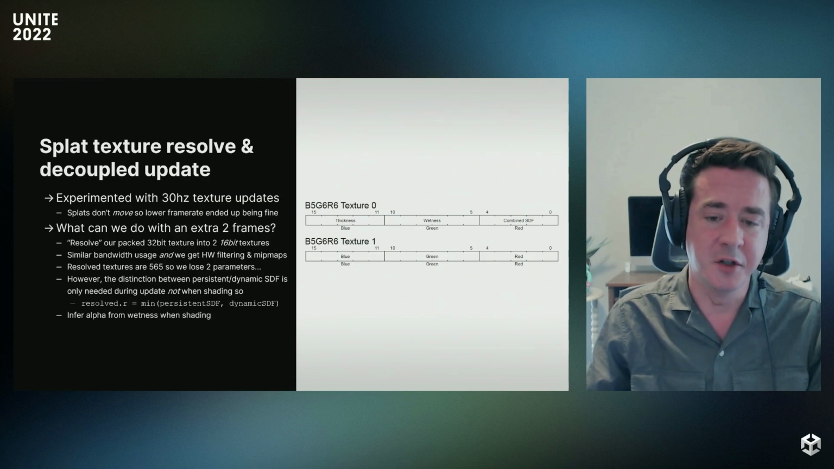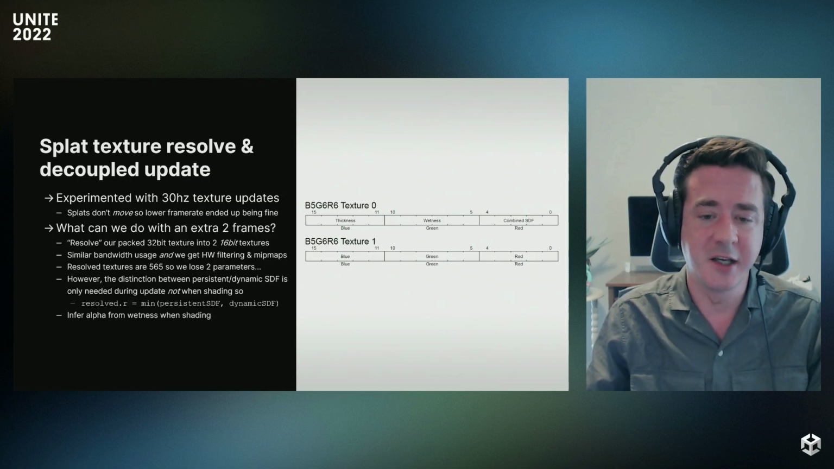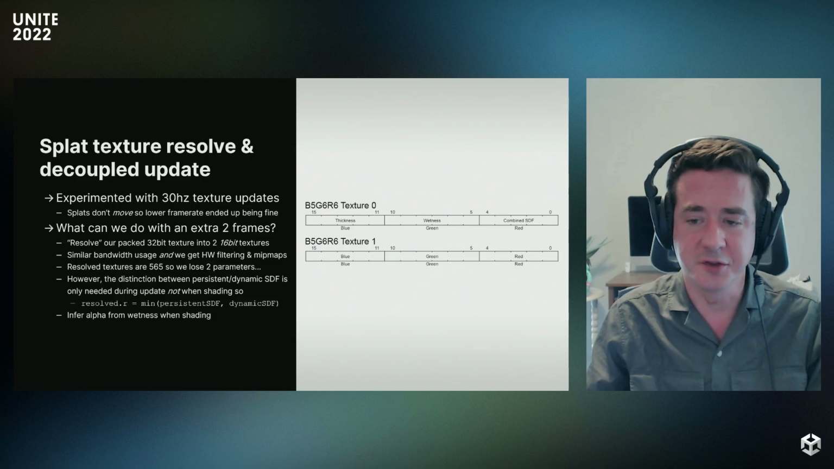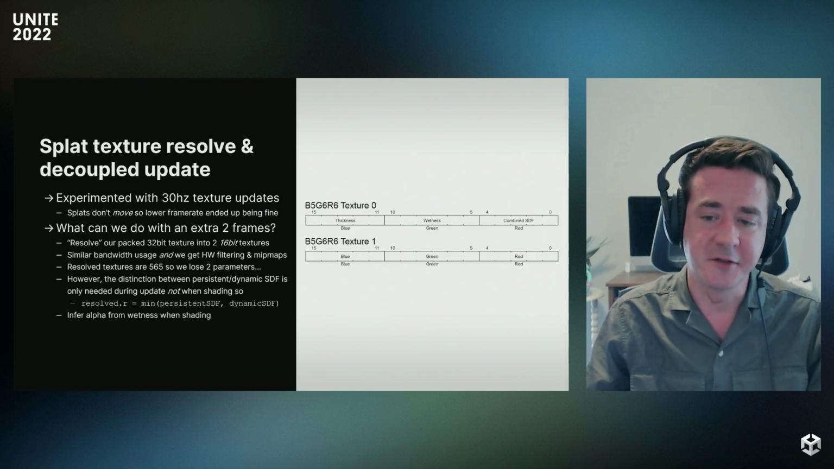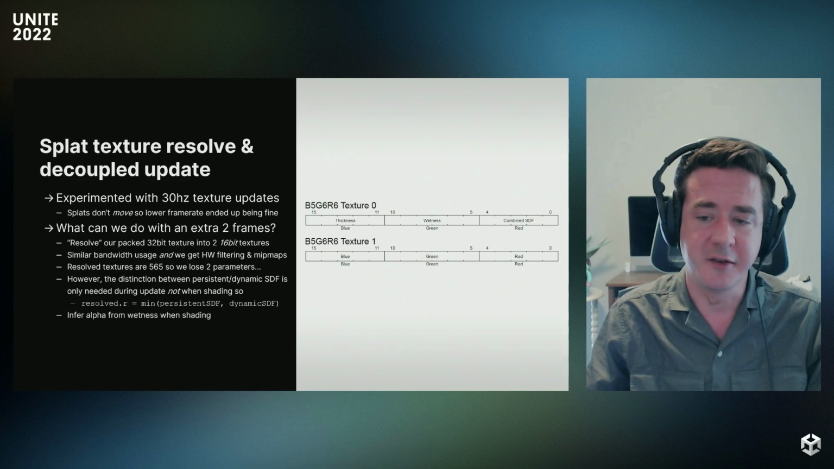So we take the min of the persistent and the dynamic SDF and store that in the red channel of our first 565 texture. And then, of course, just store wetness and thickness in the green and blue. And for the second 565 texture, we just use that for the color of the substance.